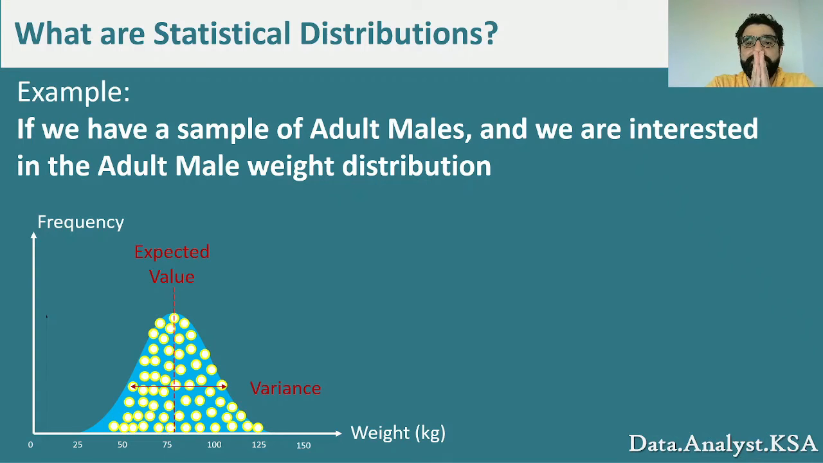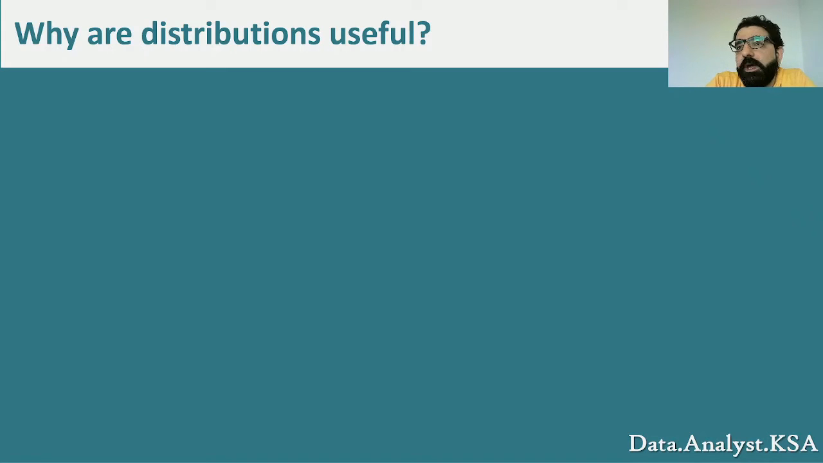They will be centered around a certain mean and deviating from that mean towards the left or towards the right with a given variance. So this is one of the very famous statistical distributions, or common distributions, which is called the normal distribution. Now, why are they useful? Why didn't we just have our sample and end there?